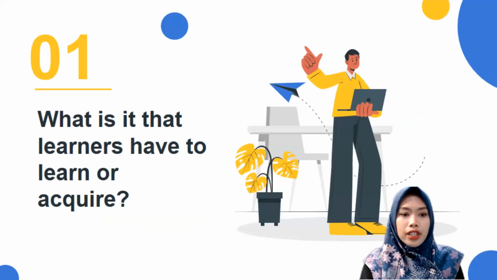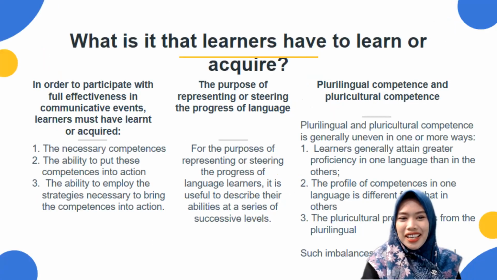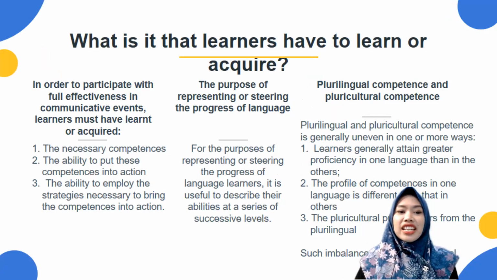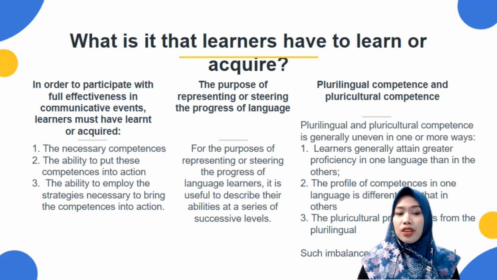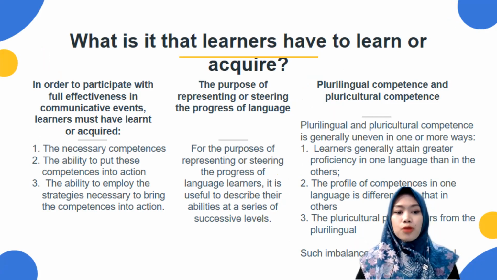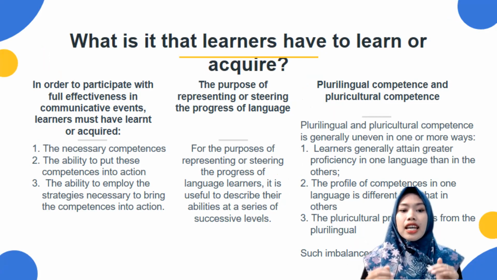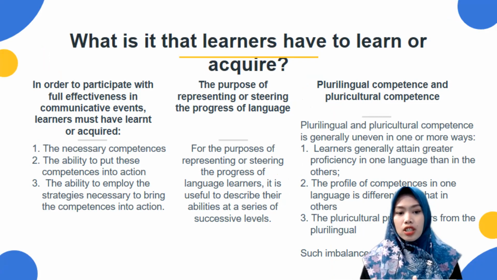The first subchapter: what learners have to learn or acquire. In order to participate with full effectiveness in communicative events, learners must have learned and acquired, first, the necessary competences; second, the ability to put these competences into action; and third, the ability to employ the strategies necessary to bring the competences into action.